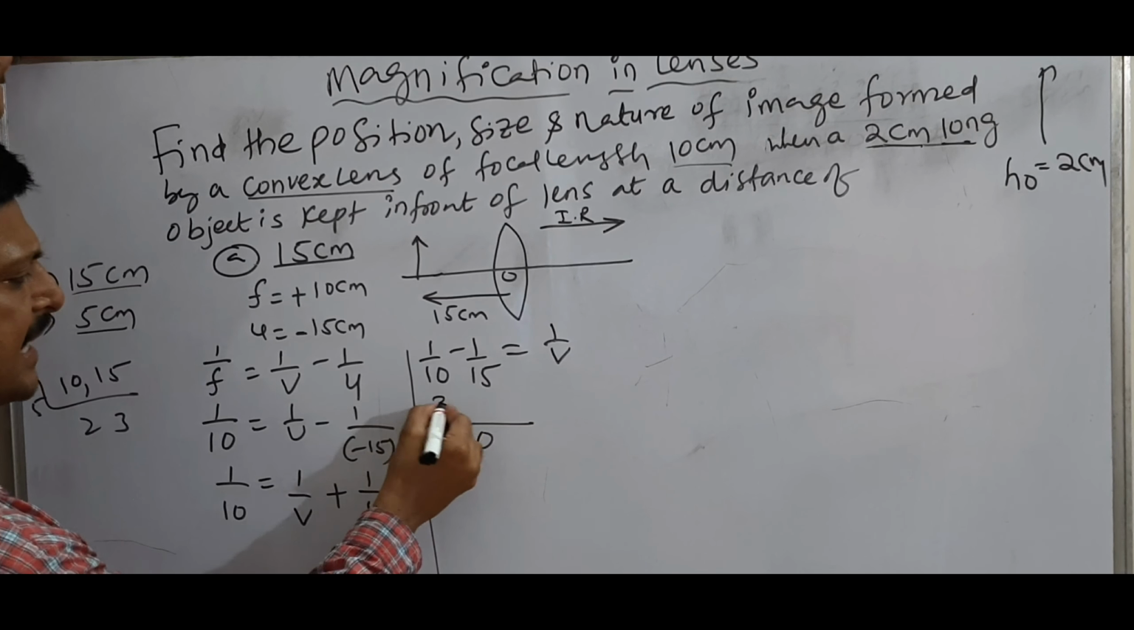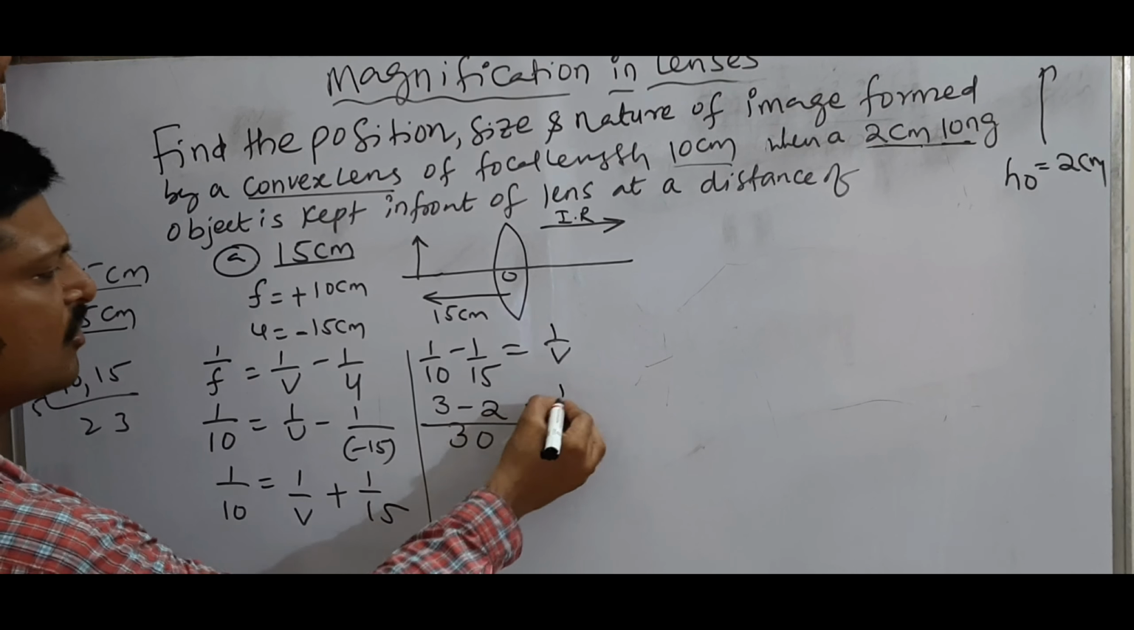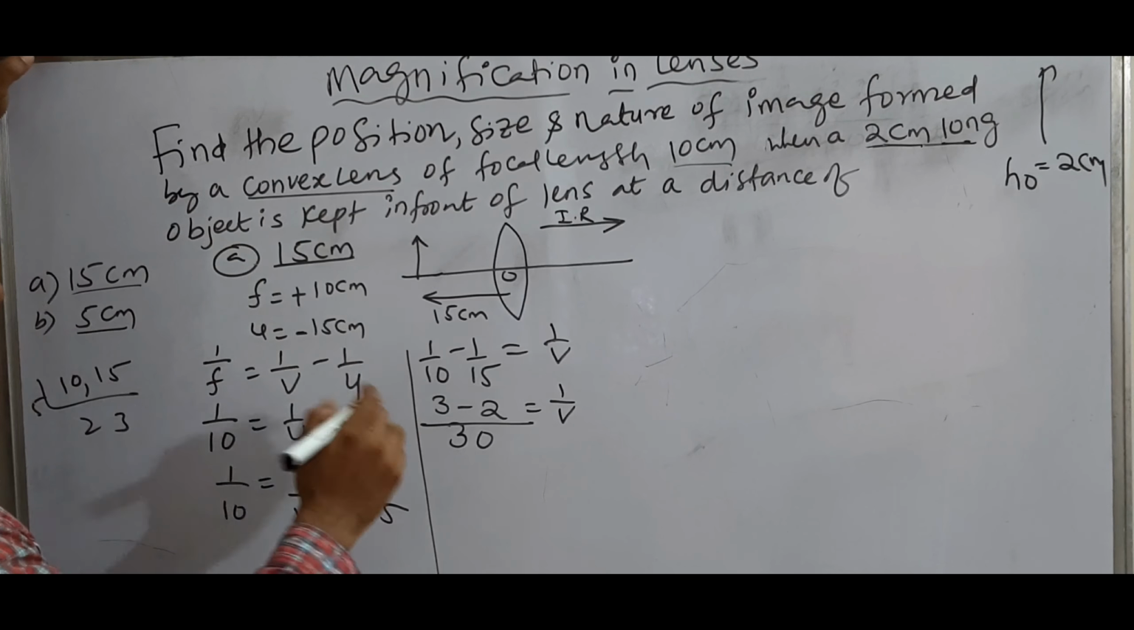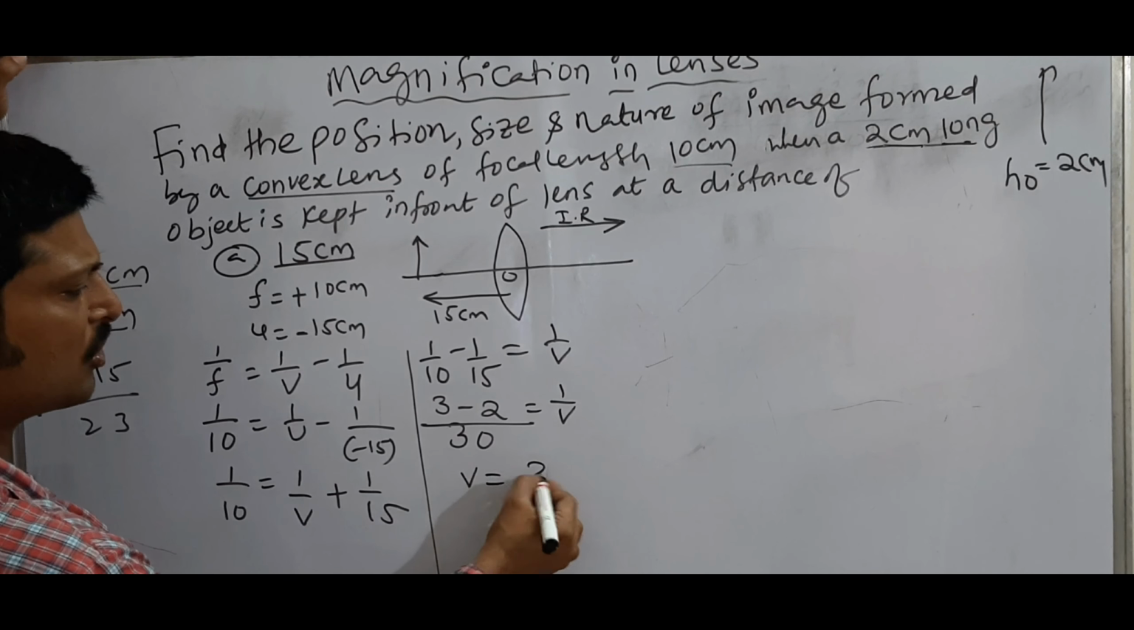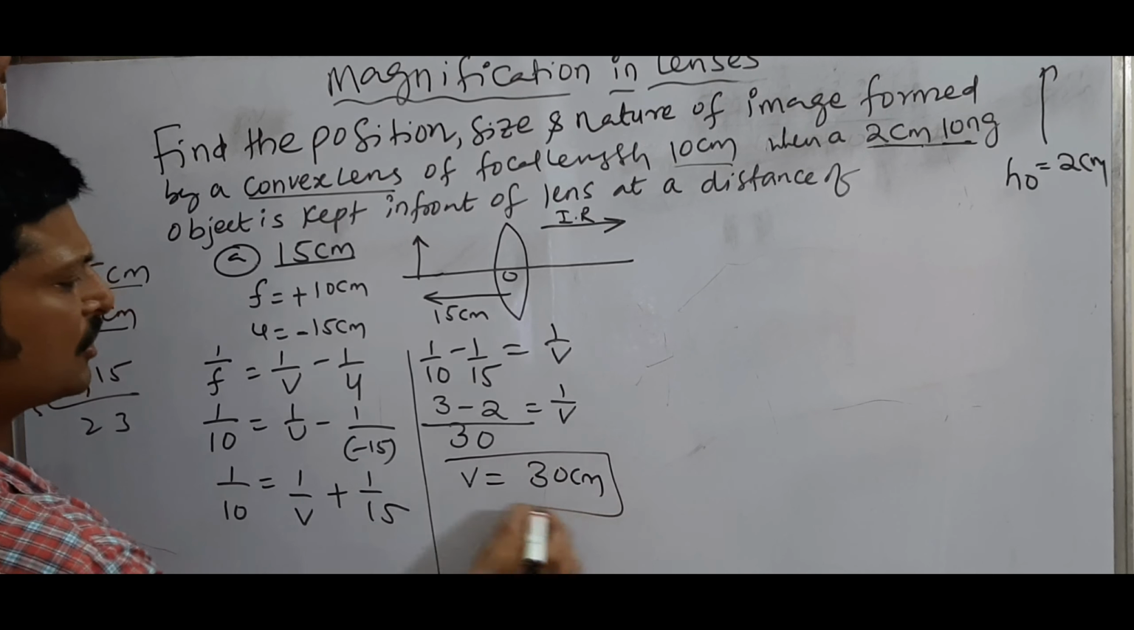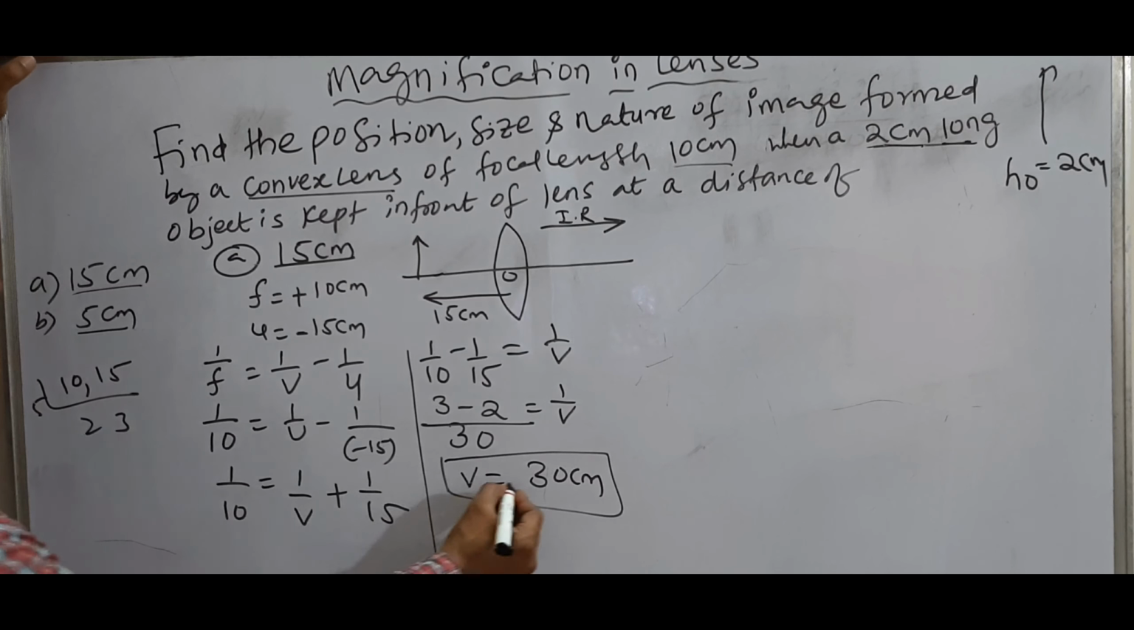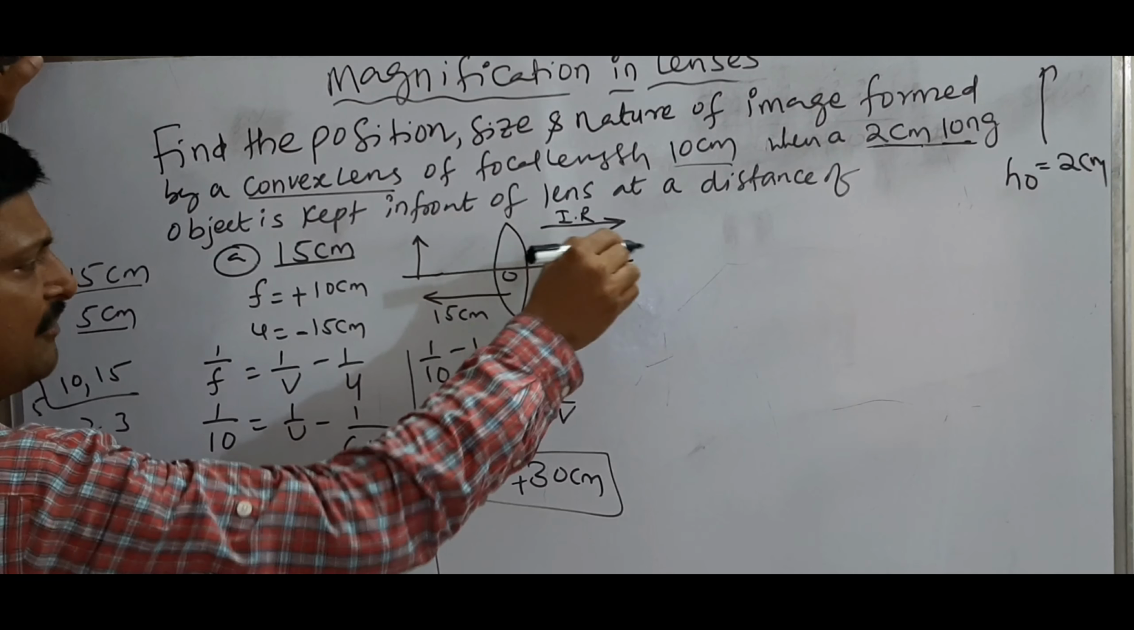1/10 - 1/15 = 1/v (with 2 over 32 ... )... This is equal to 1 by v. 3 minus 2, 1 by 30. That means v is equal to 30 centimeters. So positive 30 or negative 30? That is positive 30. Positive 30 means in the direction of incident rays.